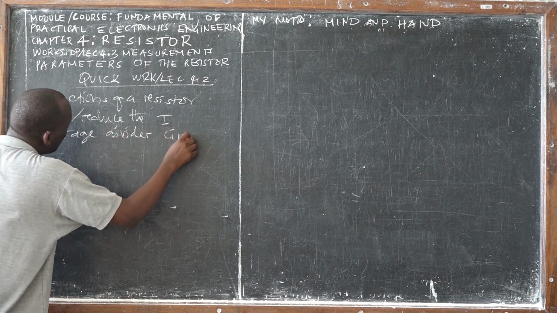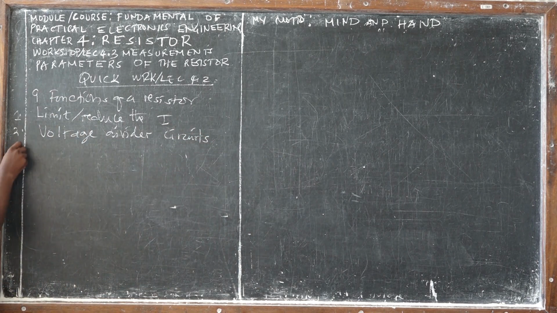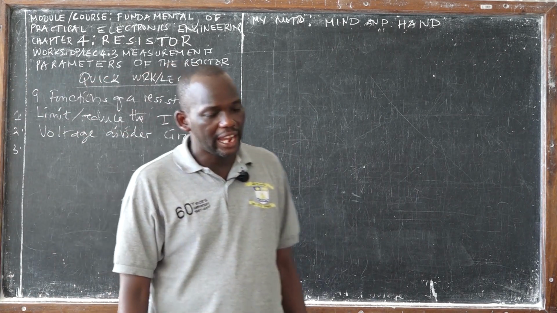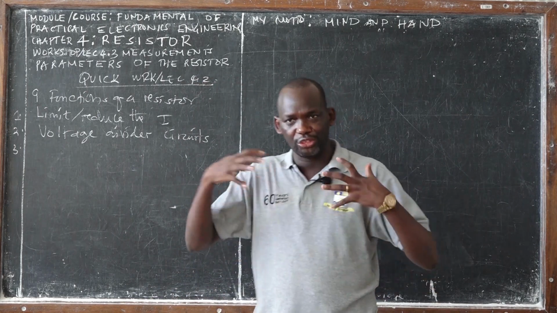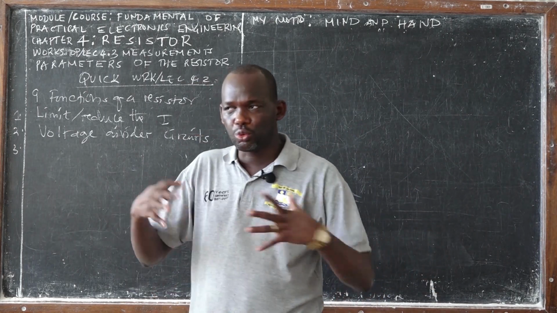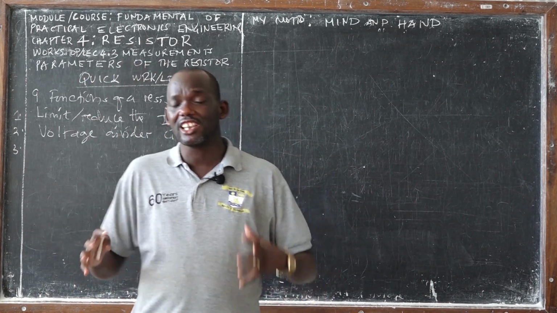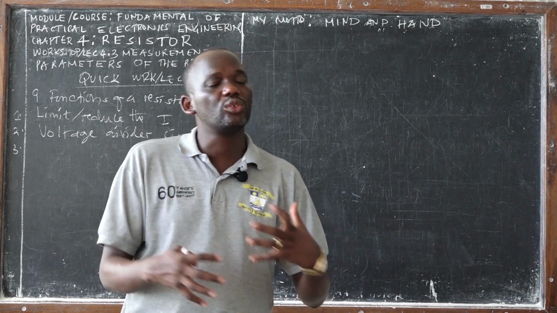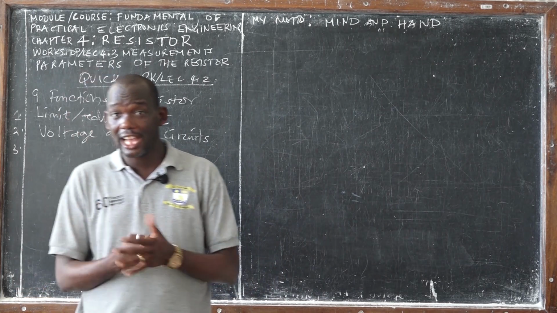In voltage divider circuits, we can use 2 or 3 or 4 resistors, depending on the configuration. You arrange them in series or in parallel in order to do what? To divide the voltage. Are we together?